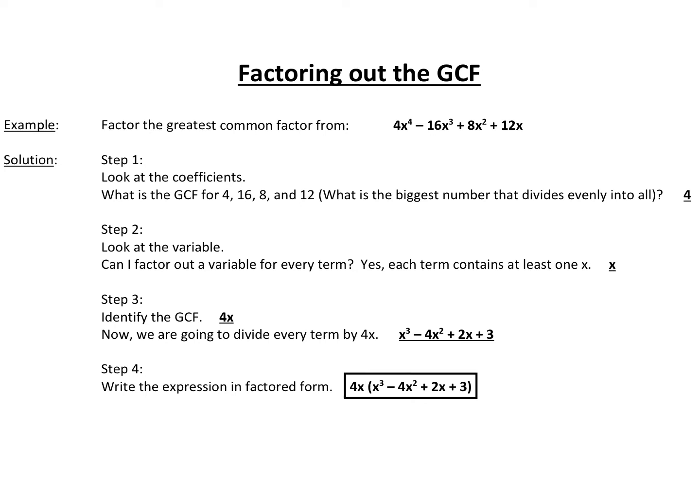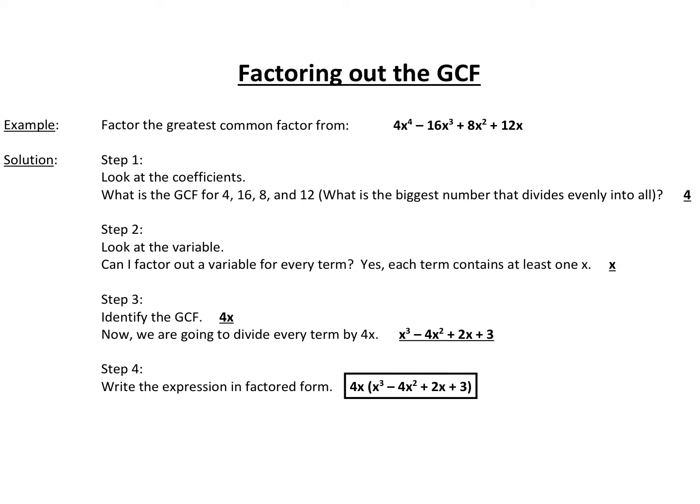Or how I like to think about it is if you had 3 x's being multiplied together and you took one of them out, doesn't that leave you with 2 x's to put in here? Okay, and then right here, 8 divided by 4 is 2. We had 2 x's, we took one out, it leaves us with 1. And then 12 divided by 4 is 3. We had an x, and we took it out, so we don't have any more x's to put in there. So this is in factored form.